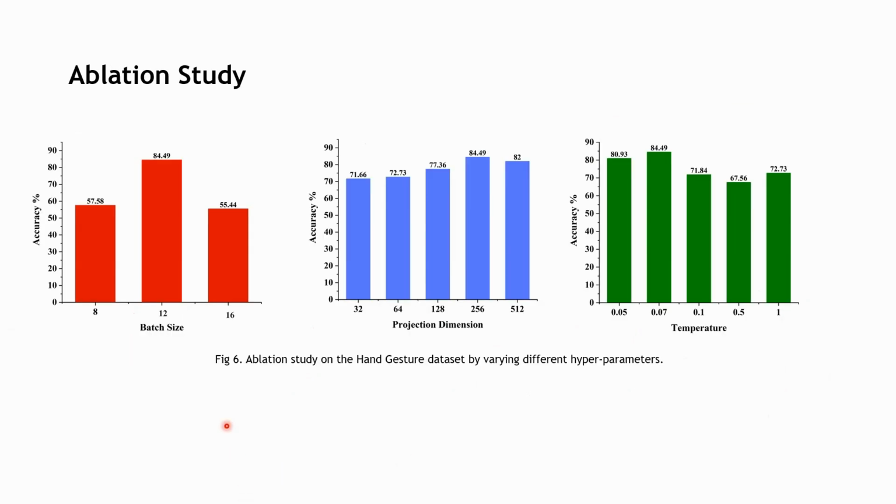Here we analyze MSoupCL performance on hand gesture dataset using different hyperparameters. In the first figure, model performance with varying batch size shows that the accuracy increases first and subsequently declines. This may be due to the presence of only two categories. The second figure shows the importance of feature embedding size. Initially, the accuracy increases with the increase in size, and then it starts to drop.